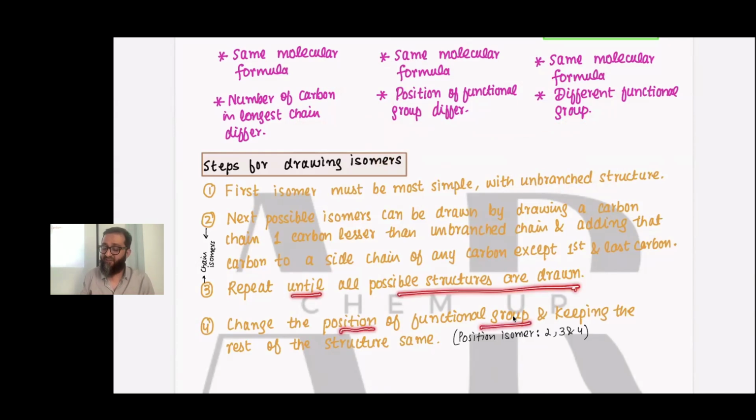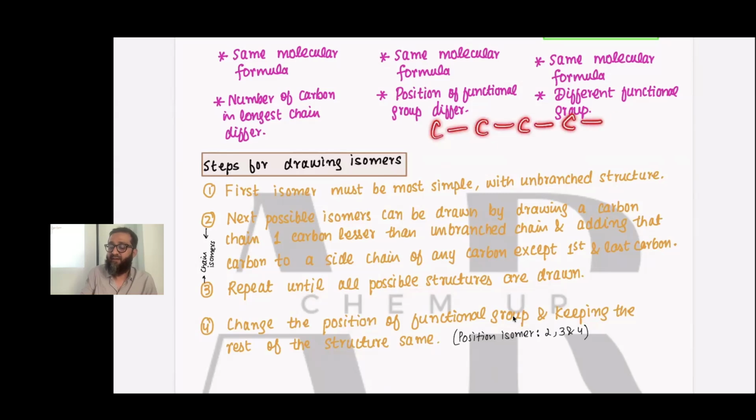Then change the position of the functional group, keeping the rest of the structure the same. So if we have a functional group, for example, like this. If I have a chlorine over here, so I'm putting the chlorine on the first carbon. So that is the simplest isomer. Now I have a functional group, so I can change its position, right? So how can I make a second isomer? Again, I can keep the chain straight. I change the position of the functional group. So isn't it that we got the second isomer? But tell me, can I change any other position?